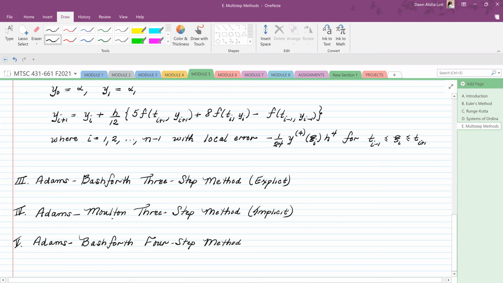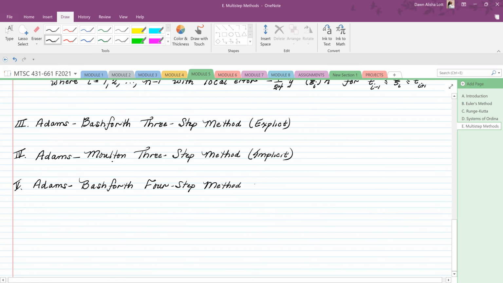Okay, remember all the Adams-Bashforths are explicit. So the fourth step for Adams-Bashforth is you have to know y0 is equal to alpha, y1 is alpha 1, y2 is alpha 2.